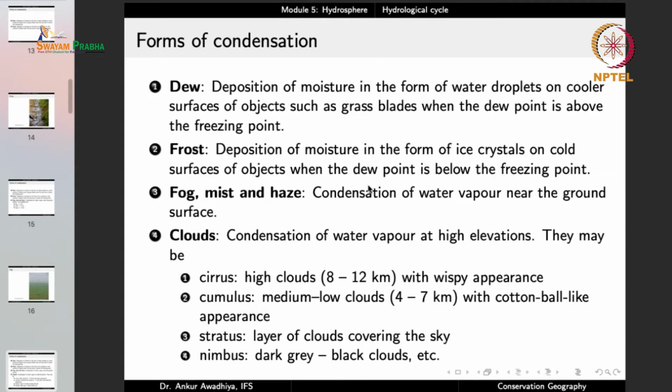Next we have clouds, which is condensation of water vapor at high elevations in the atmosphere. And you can have different kinds of clouds. So we have cirrus clouds, which are high clouds at a height of 8 to 12 kilometers with a wispy appearance. Cumulus is medium low clouds, 4 to 7 kilometers, with a cotton ball like appearance. Stratus means a layer, so it's a layer of clouds that covers the whole of the sky or a large portion of the sky. And you also have nimbus, which is dark grey to black colored clouds, typically the clouds that bring rain.